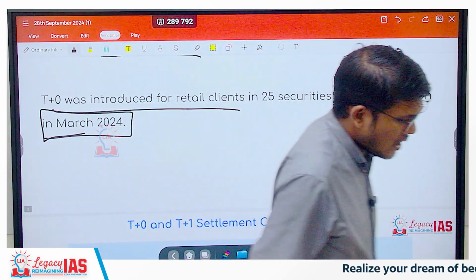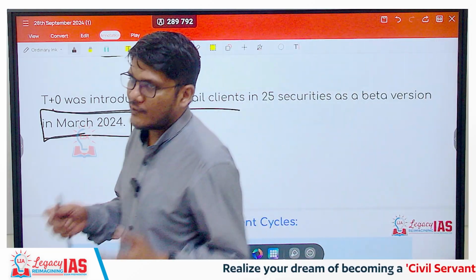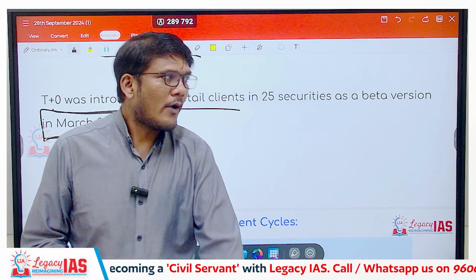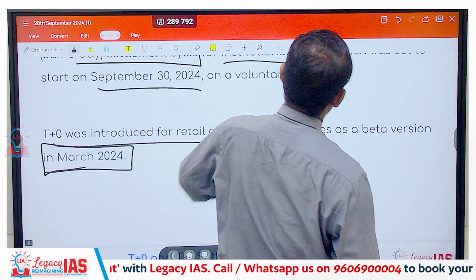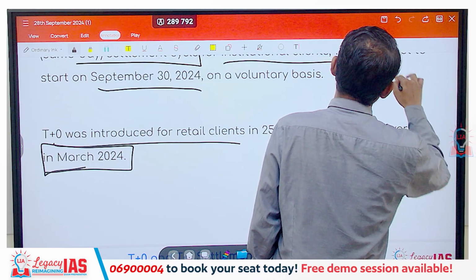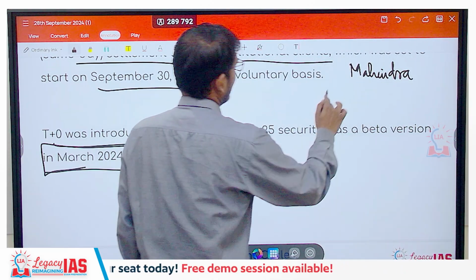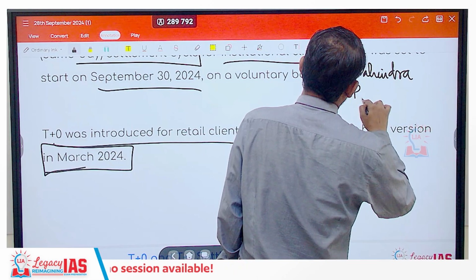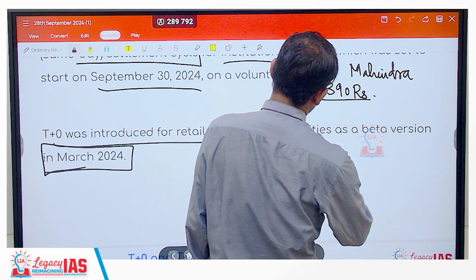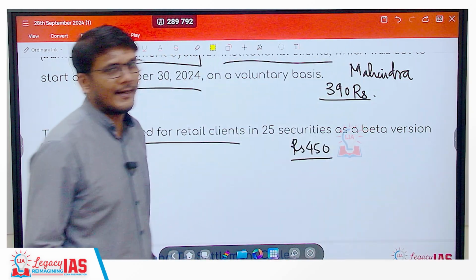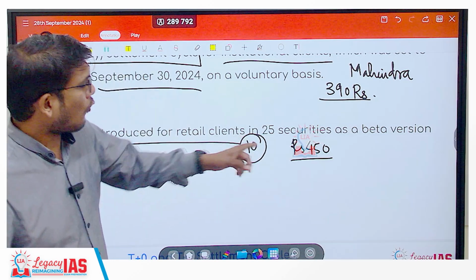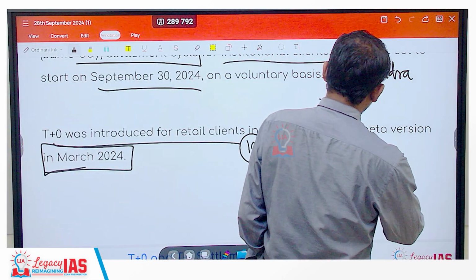Basically, we'll understand that. When you buy stocks, you would then want to sell them. So how do you sell it? Let's say you buy a stock of Mahindra, and you bought it for, let's say, 390 rupees. Now, presently it is trading at, let's say, rupees 450. And now you want to sell it. Let's say you have 10 shares of Mahindra at rupees 450 each. Now, how do you sell it?